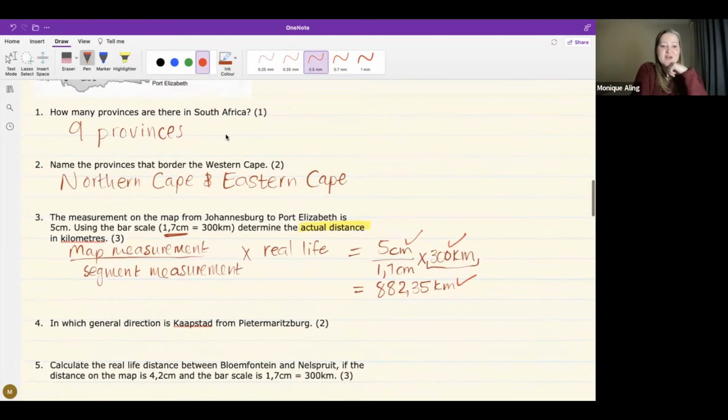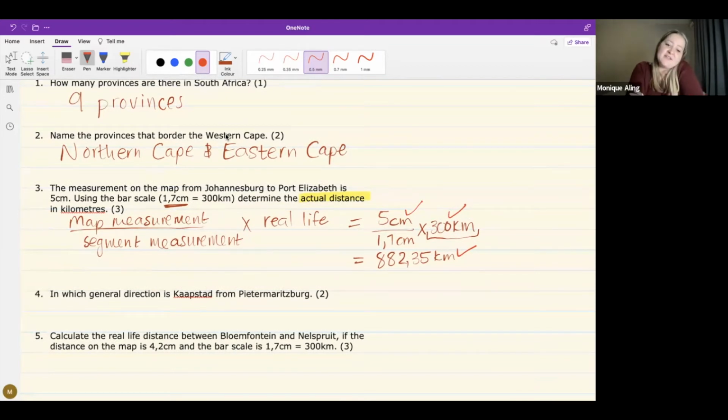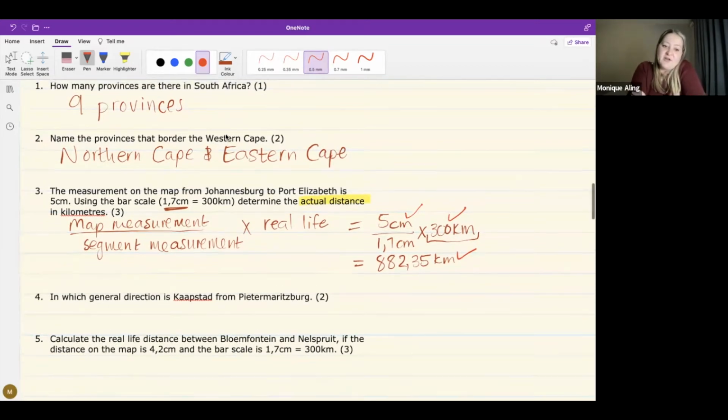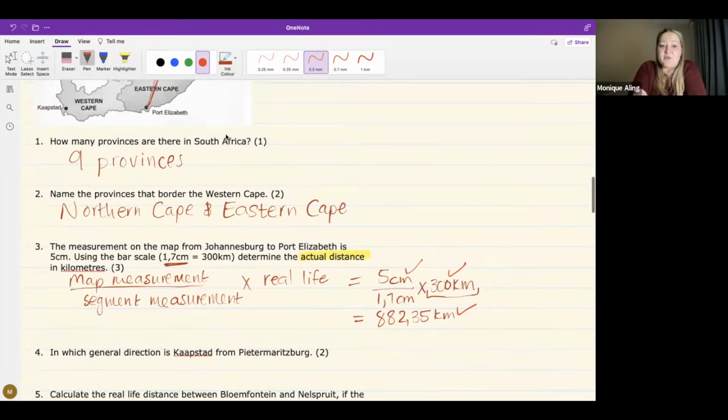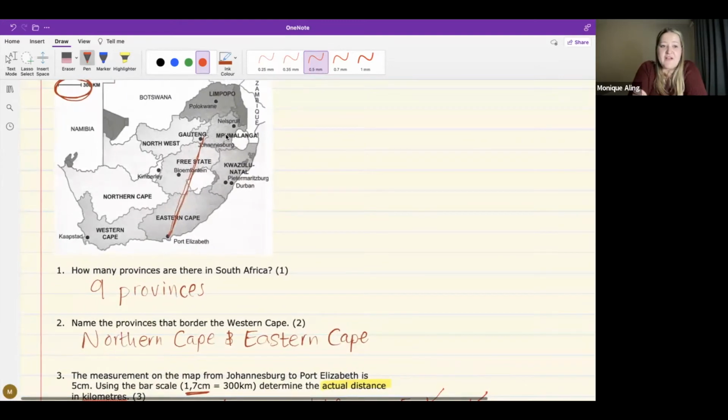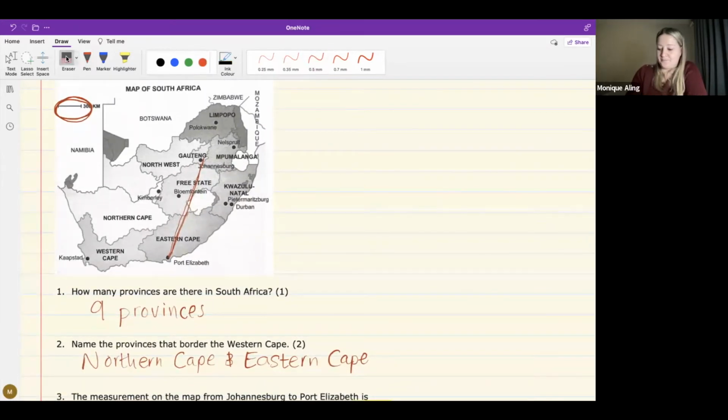Okay. So then, in which general direction is Kaapstad from Pietermaritzburg? Okay, in which general direction is Kaapstad from Pietermaritzburg? So I'm going to go back up. We need to find those 2 places. So we're looking at Kaapstad. Not entirely sure why Cape Town was written in Afrikaans and everything else in English.